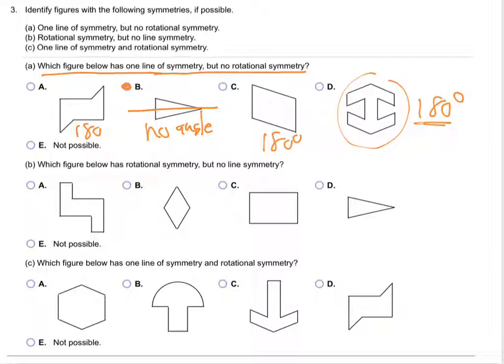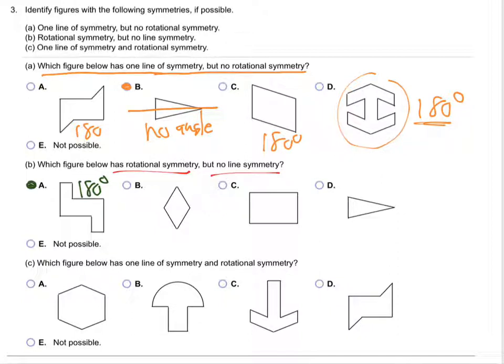How about part B? Which figure below has rotational symmetry, but no line symmetry? What do we think on part B? Any answers? A, is it A? Yes, because you can flip it 180. You could flip it halfway around and it would look totally the same. And it has no line symmetry.